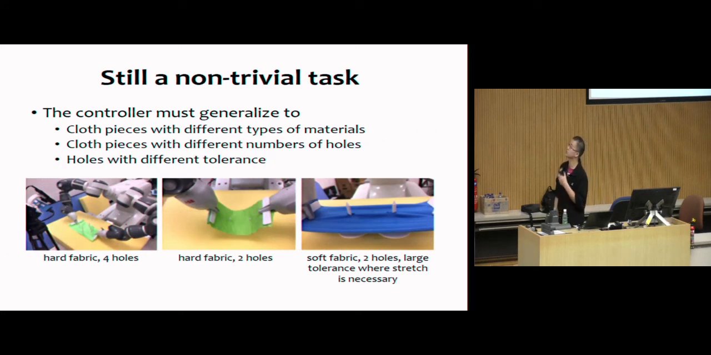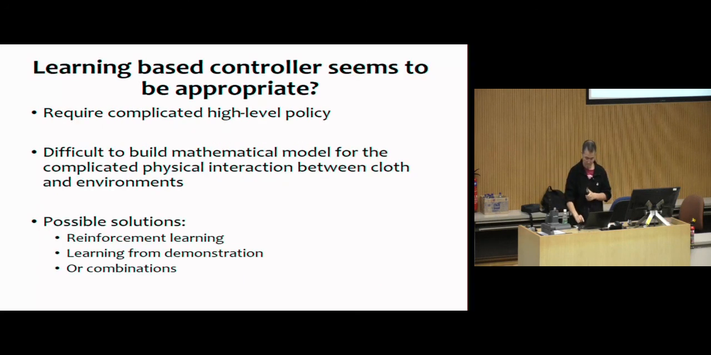The controller needs to generalize to different situations. First of all, we don't know the material of these cloth pieces. Some are soft, some are hard, and we don't want the engineer to input the material parameters every time. Second, the cloth pieces have different numbers of holes. Some have four holes, and some only have two. Finally, in manufacturing, the holes have different tolerances, so sometimes you need to stretch the cloth a bit to put the holes onto the pins. These are the main challenges.